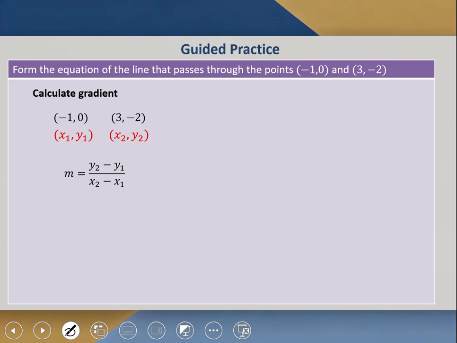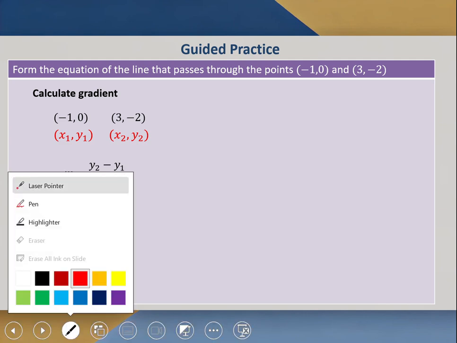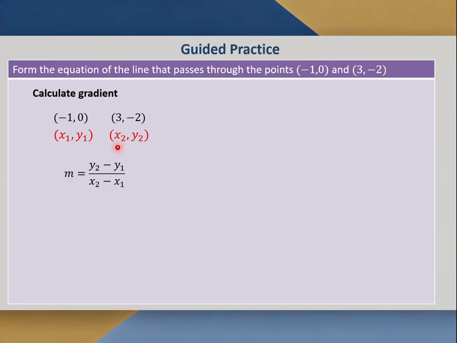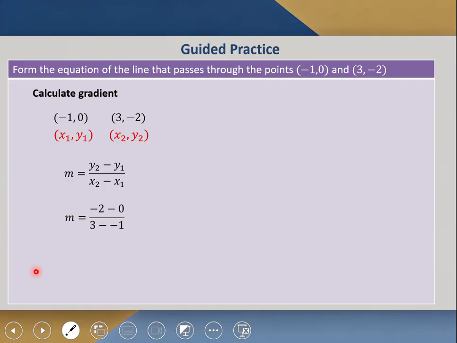So that will turn into negative 2 take away 0 over 3 take away negative 1. We can simplify it. Negative 2 take away 0 is negative 2, and 3 take away negative 1, that's 3 plus 1, would be negative 2 over 4, which is negative 1/2.